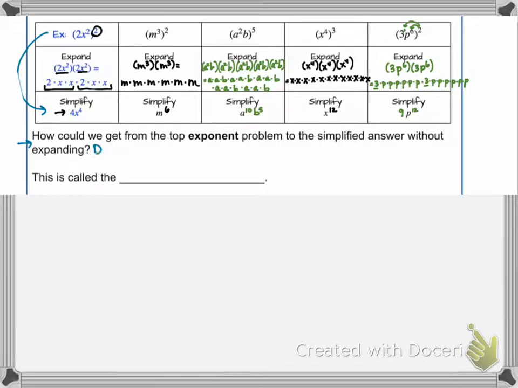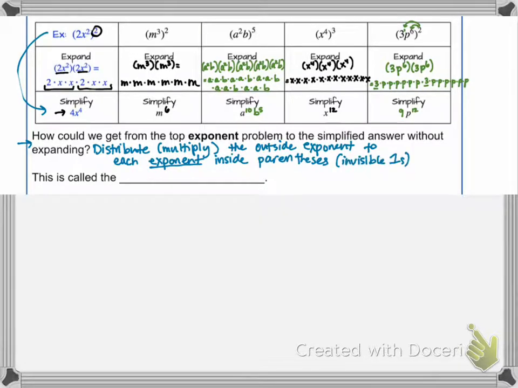Okay, hopefully you noticed that you were distributing or multiplying that outside exponent to each exponent inside the parentheses, including any invisible ones. Here I want you to notice, probably you came up with the idea of multiplying, but I didn't multiply like 2 times 3. I really multiplied 2 times an invisible 1 exponent, and I do 3 squared, which is 9, not 3 times 2. So be careful, you're distributing the power on the outside to the exponents on the inside. And this is called the power rule because you have a power outside of the parentheses.